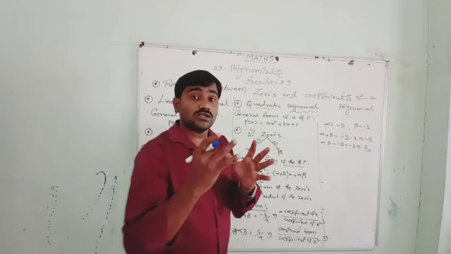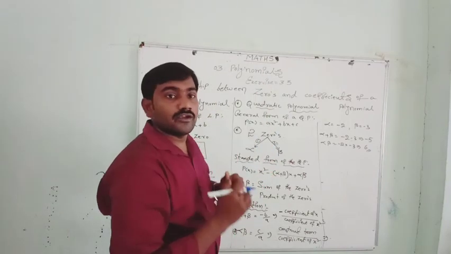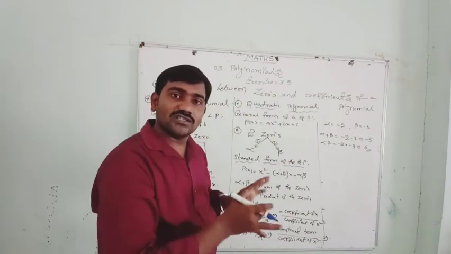See, if you know the zeros we can form the quadratic polynomial. If you have a quadratic polynomial we can find the zeros.